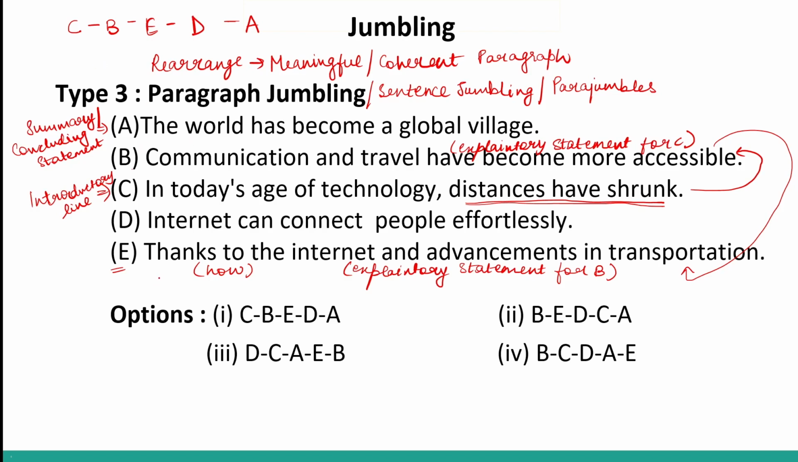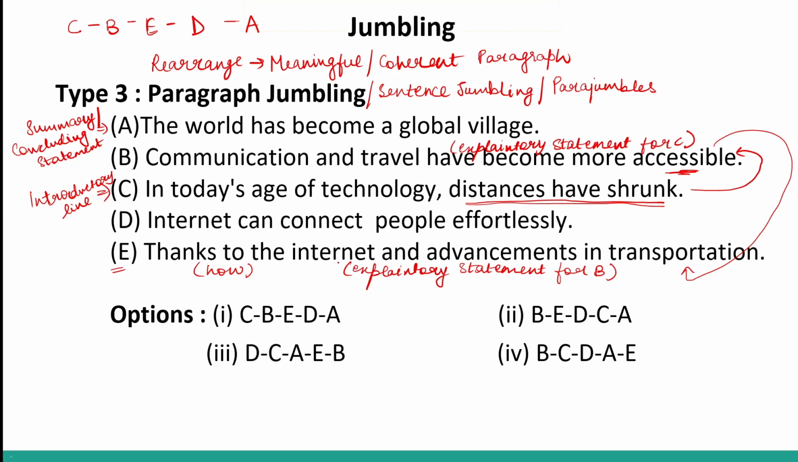Now let us check. Okay, now let us look at the whole arrangement. C, introductory line: in today's age of technology, distances have shrunk. We introduced an idea. Then we explained this idea through line B, which is communication and travel have become more accessible. So how have distances shrunk? Through communication and travel. Correct? Then in B, we introduced an idea that communication and travel have become more accessible. How? That we explained in statement E, thanks to the internet and advancements in transportation.